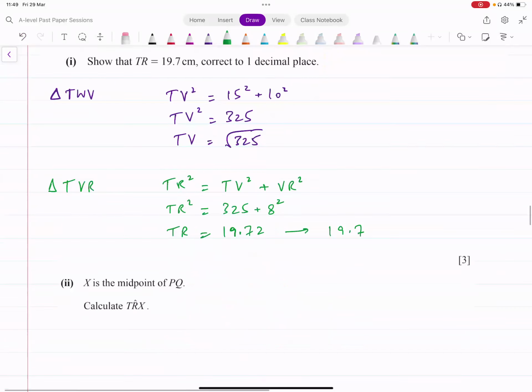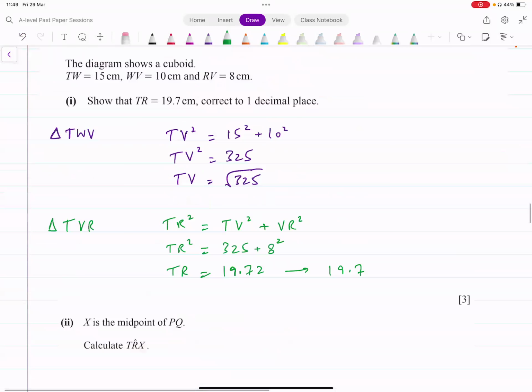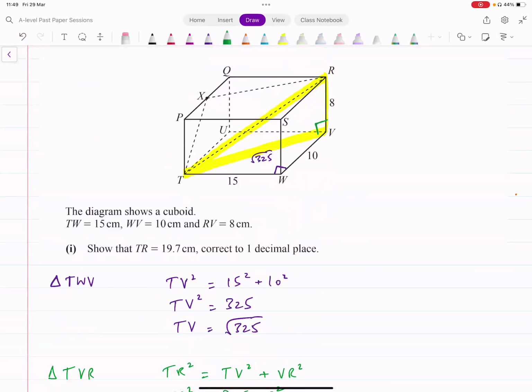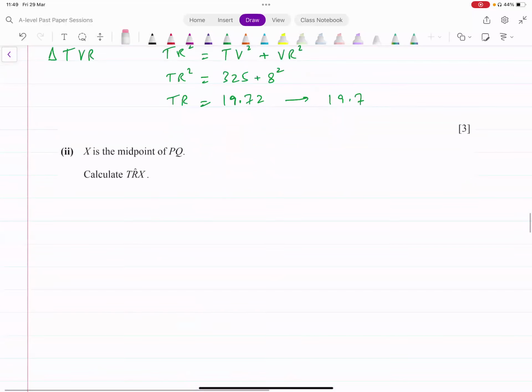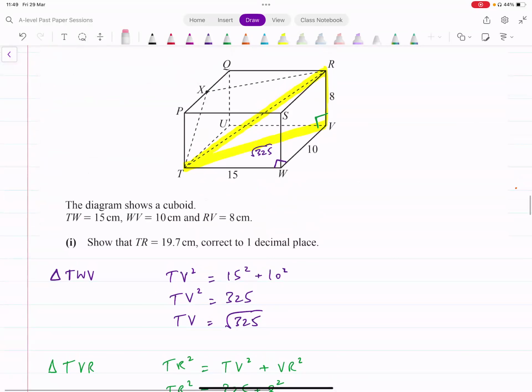Okay. All right, let's look at the next part now. Now it says X is the midpoint of PQ. Calculate TRX. X is the midpoint of PQ. Okay, so this point is the midpoint of PQ. Calculate TRX. So we want to find this angle TRX. Let's call this theta. This is the angle that we're looking for.